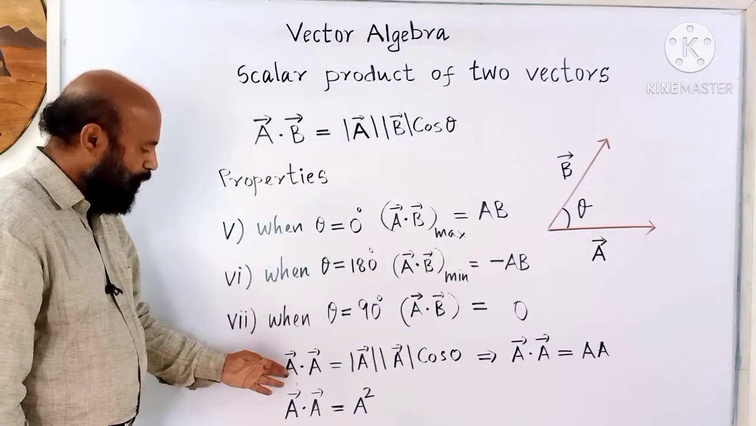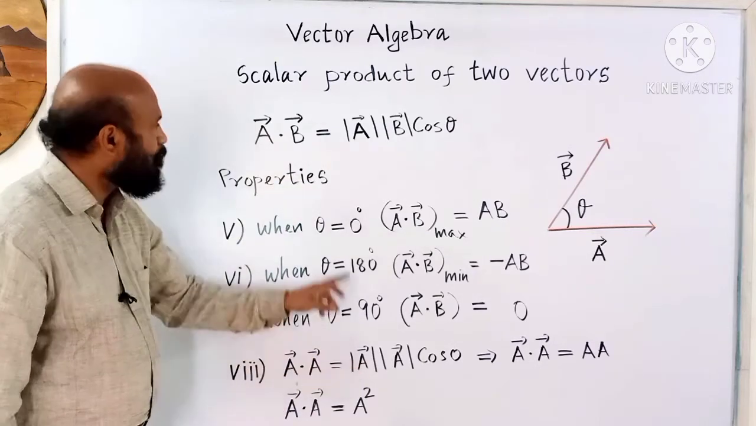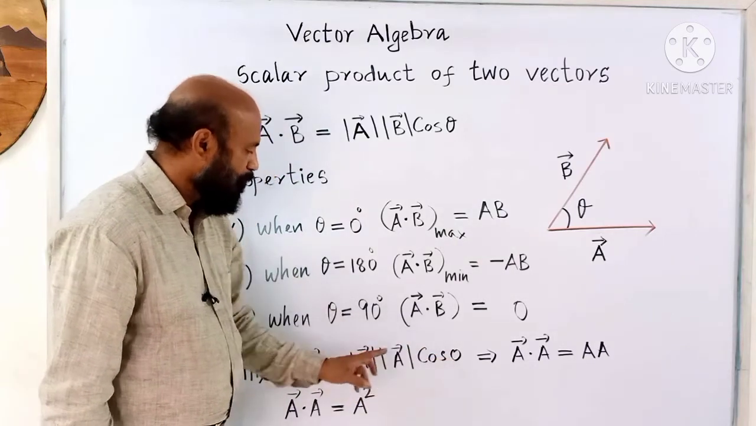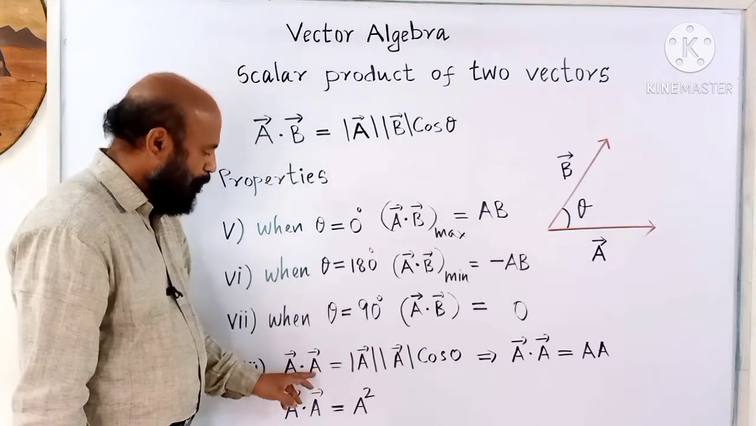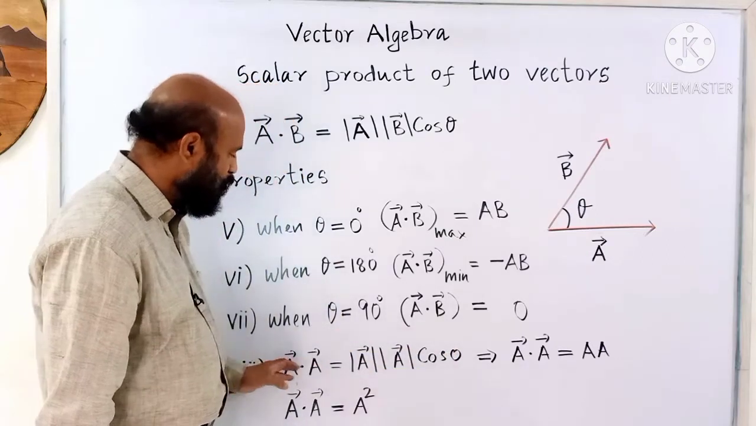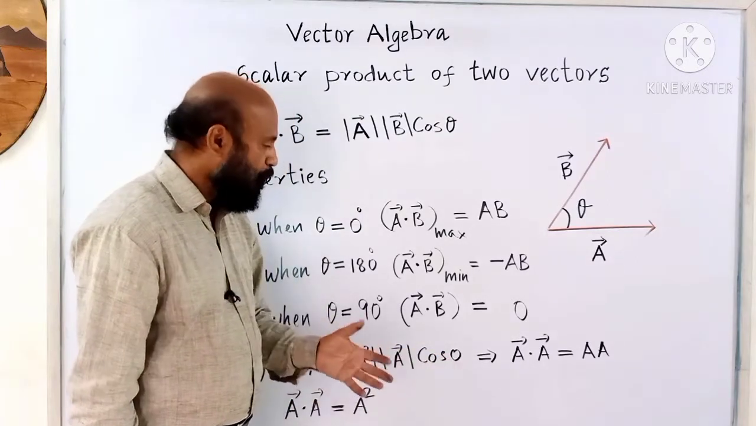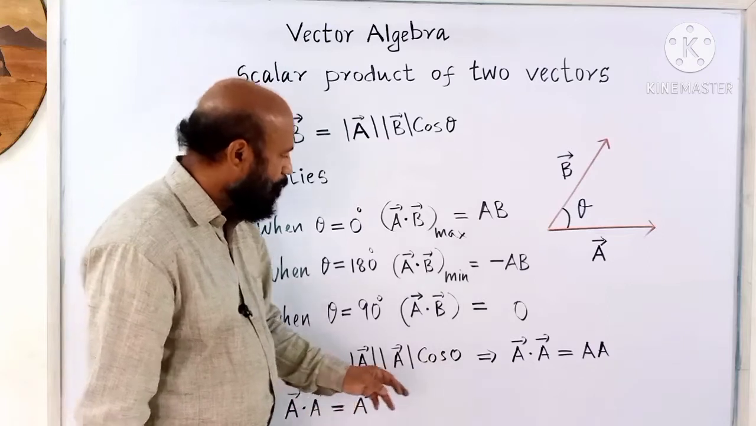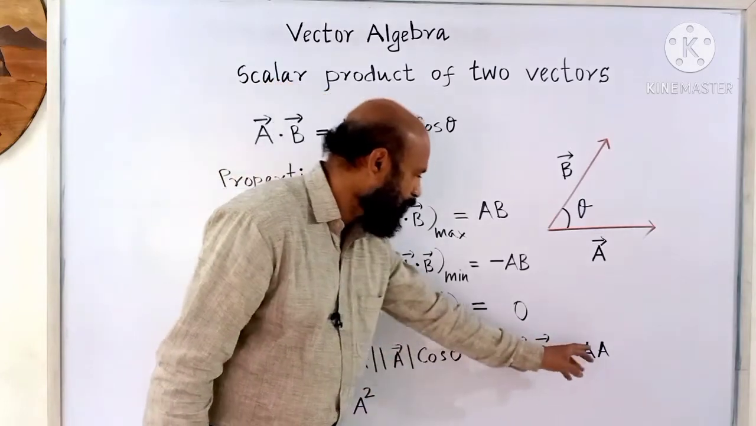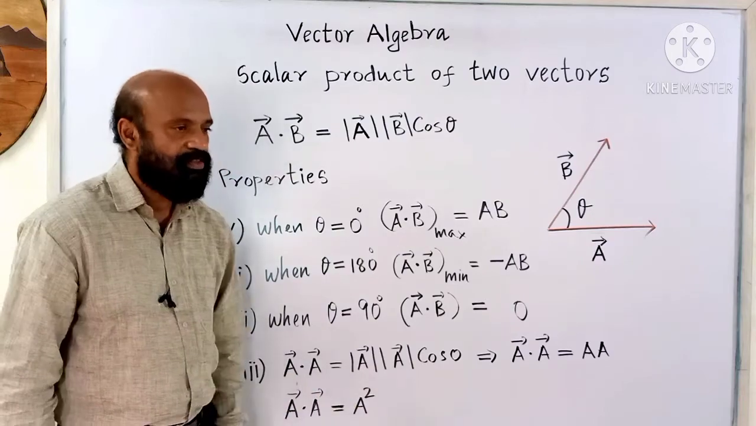Now scalar product of a vector with itself. A vector dot A vector. Now modulus of A instead of B, now A. So modulus of A vector cos 0. Now A and A means the angle between these two vectors will be 0. So cos 0 is 1. So modulus of A is A. Modulus of A is A. So it will be A square. A vector dot A vector is A square.